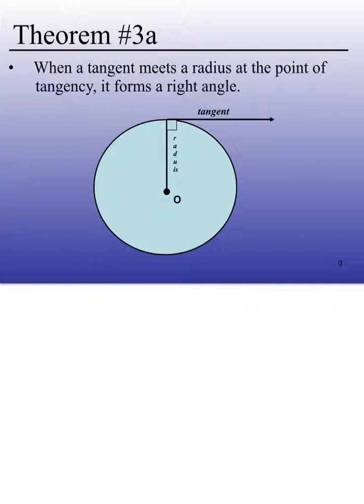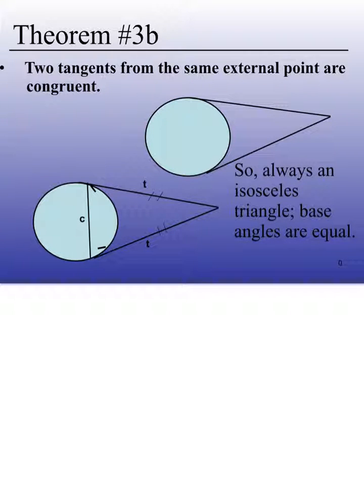Okay, so when a tangent meets a radius at the point of tangency, it forms a right angle. So this is an important theorem to know. Okay, so we're not dealing with a chord, we're dealing with a radius, and we know that has a right angle when it meets the tangent. If you have two tangents from the same external point, they are congruent.